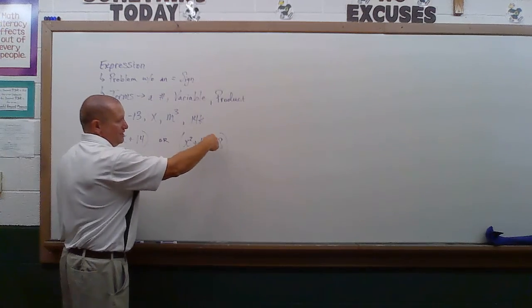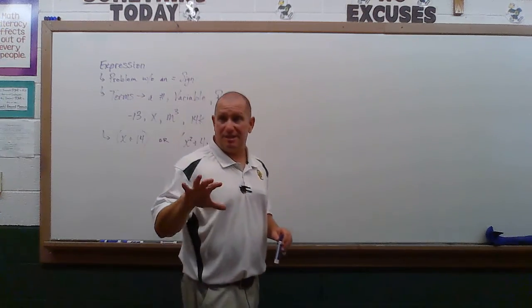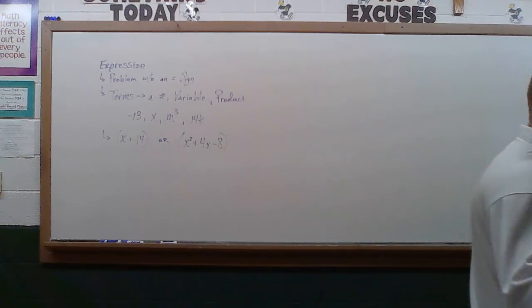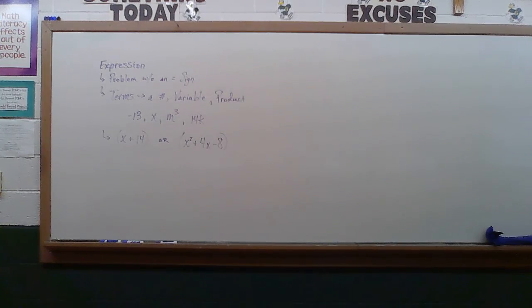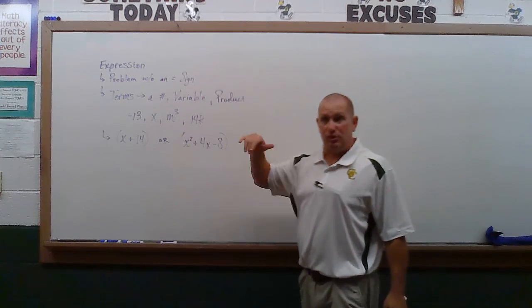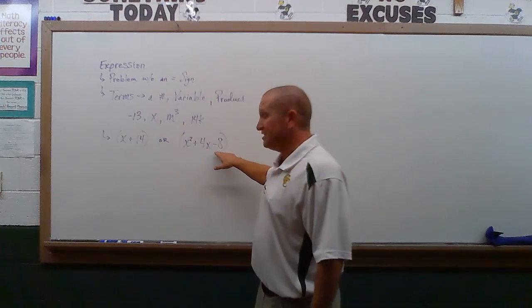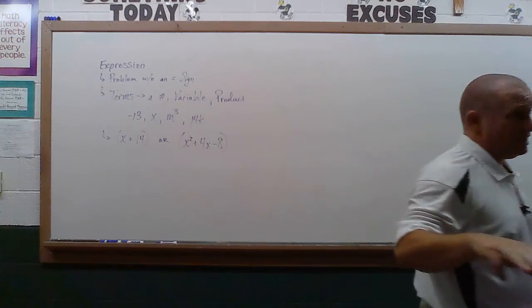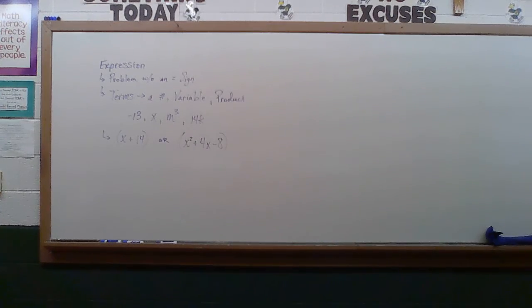And what do I call negative 8 at the end? By itself. A number by itself at the end. Constant, right? Coefficient was the 4 here. A constant is the number at the end. And we should always try to write the constant at the end. Okay? So the most important thing is recognizing if we have terms.